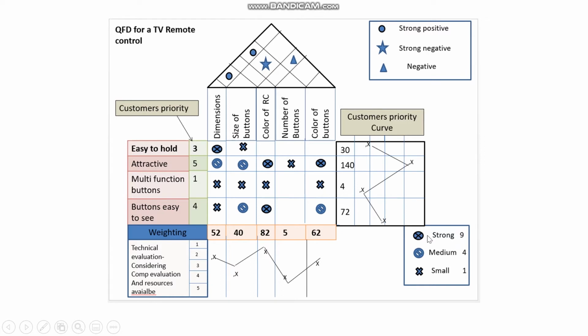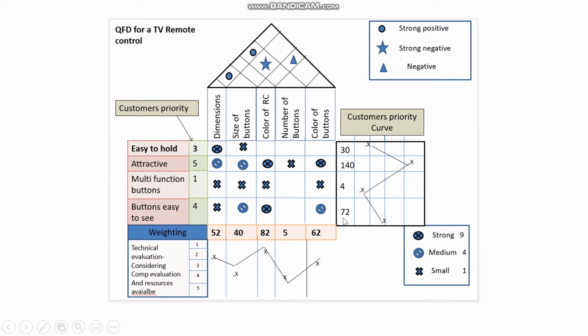So I have given the strong symbol here, that one we have to give. Or otherwise you can make it S, M, S, M, or high, medium, low, H, M, L, we can use it instead of symbols, but symbols also we can use here. See here, for strong I have given this kind of symbol, medium this kind of symbol, small this kind of symbol. Then we have to find the relationship between the customer priority and technical requirements. We have to fill this.